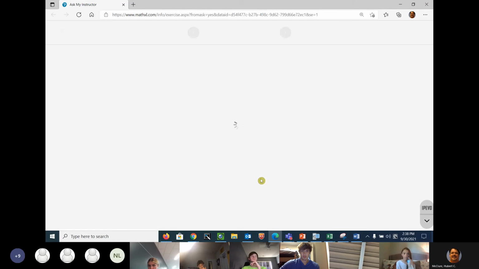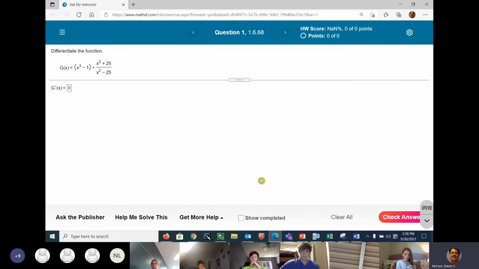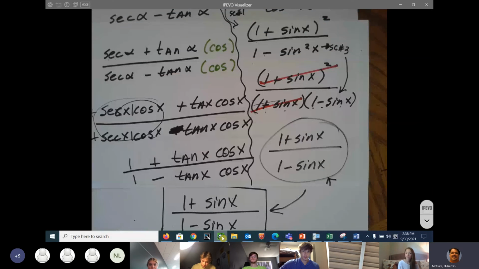is, oh yeah, this is product rule and quotient rule. So this is a test question. G of x is equal to x cubed minus 1 times x squared plus 25 over x squared minus 25. And here is the problem right there.